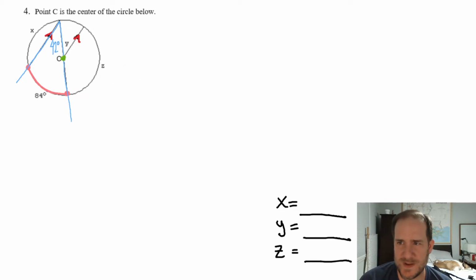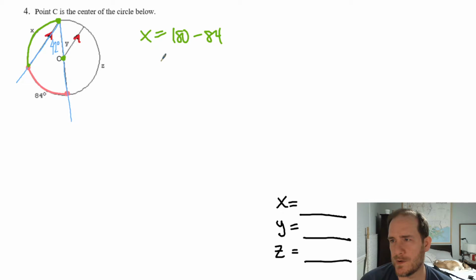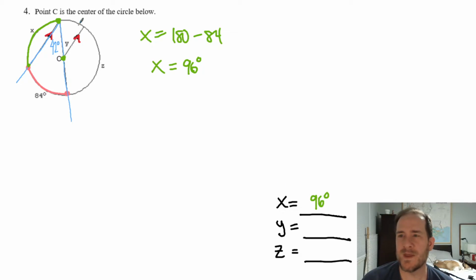Because C is again the center of the circle, which means arc x and the 84 have to add up to 180 because they form a semicircle. So we can find x right now. Actually, we know that x is going to be 180 minus the 84. So x is going to be 96, and that's one thing down. Now I think the only thing we can do now is find that inscribed angle at 42.